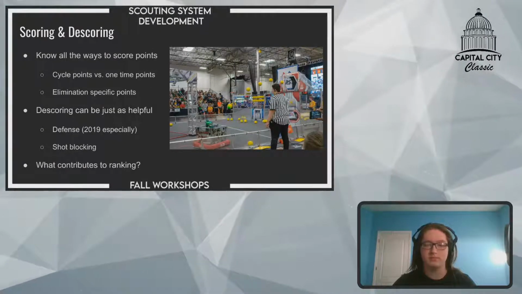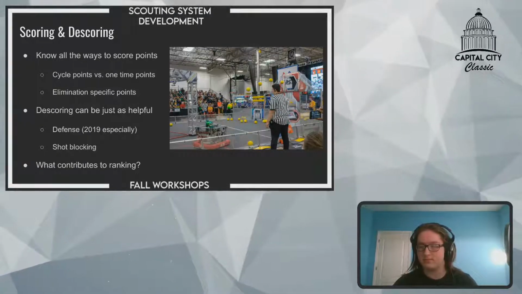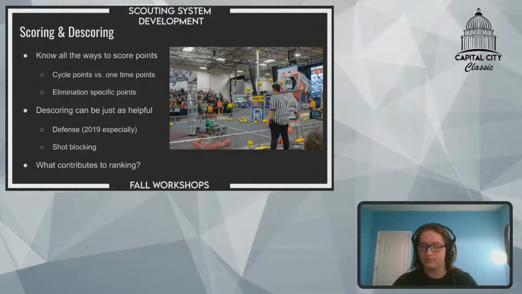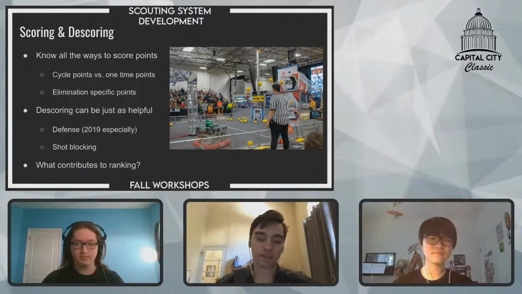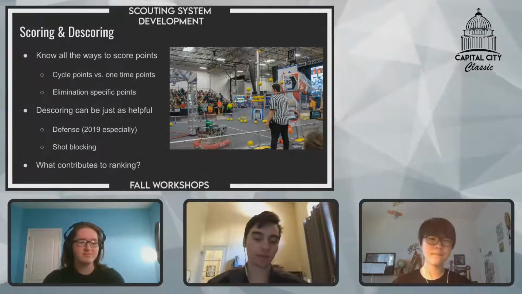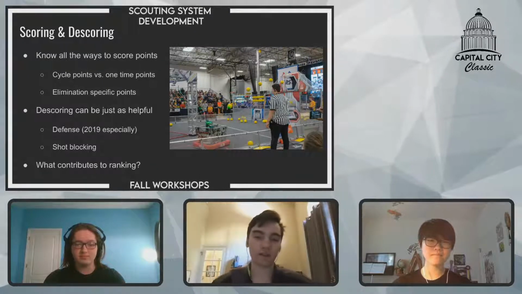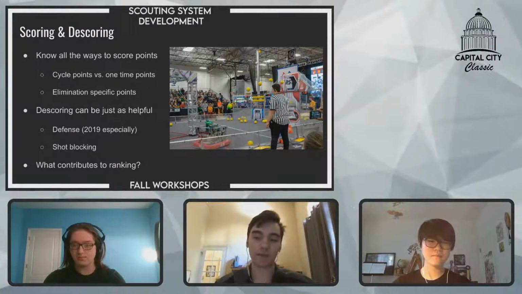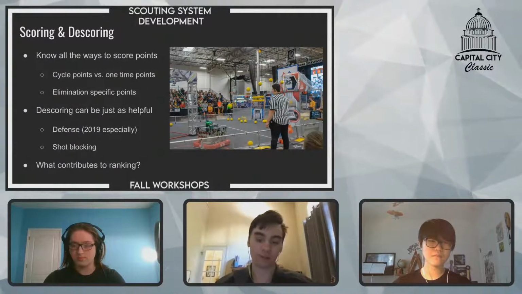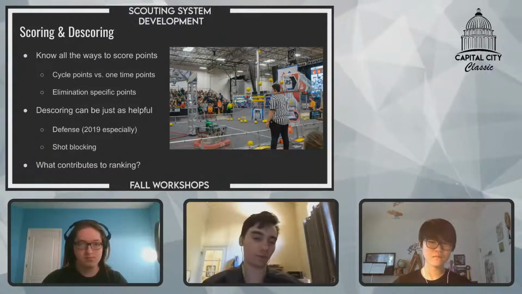From a basic level, there are cycle points, which you can gain a bunch of times per match by just doing repeatedly, so by cycling. And then there are points that you can only gain once. An example for that could be rotation and position control from 2020. Then also, sometimes there are points that you can only get in elims, and those can definitely help inform what you're trying to scout for. An example of that would be the bonuses for RPs that you'd get in elims in 2017.